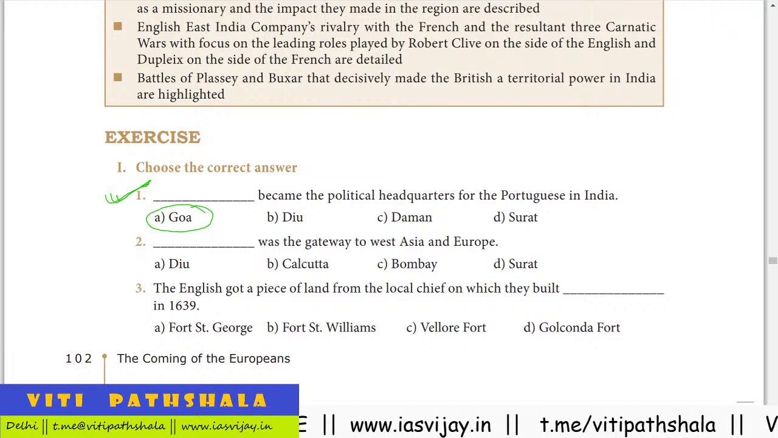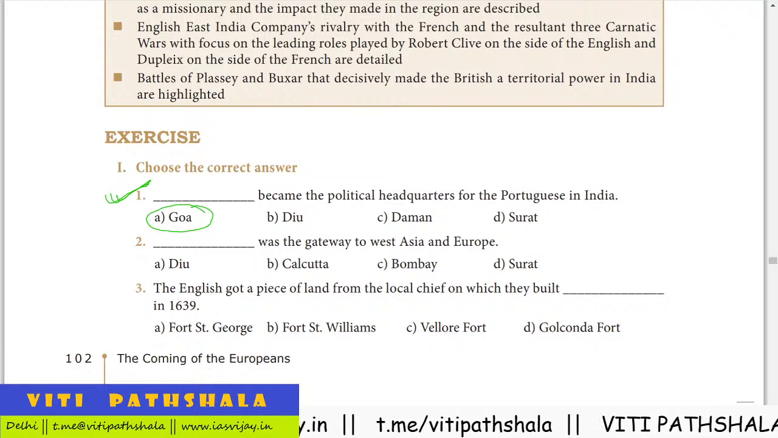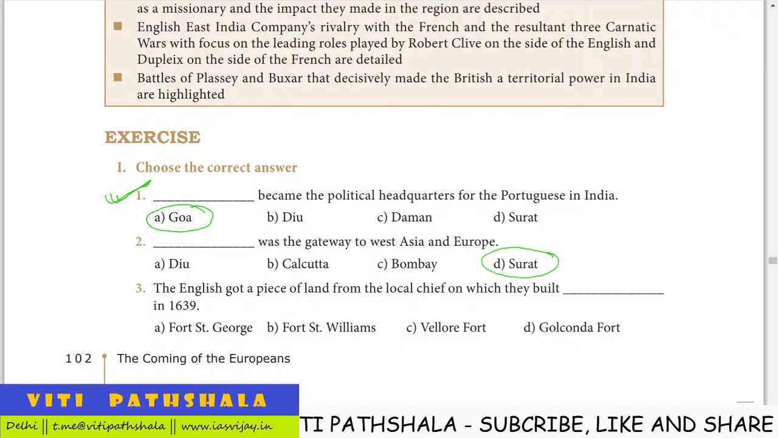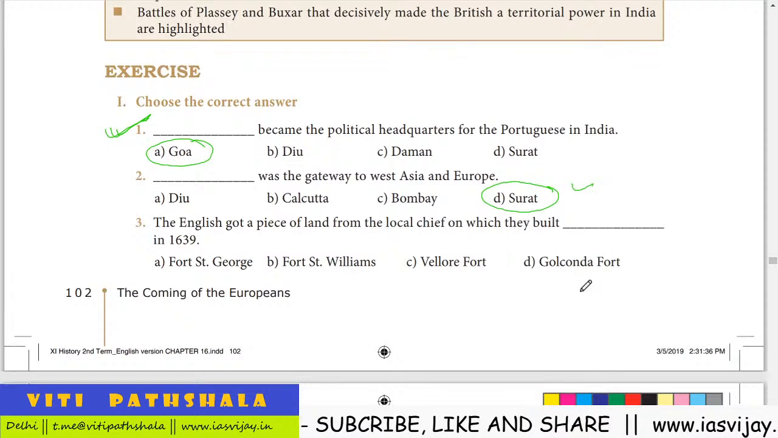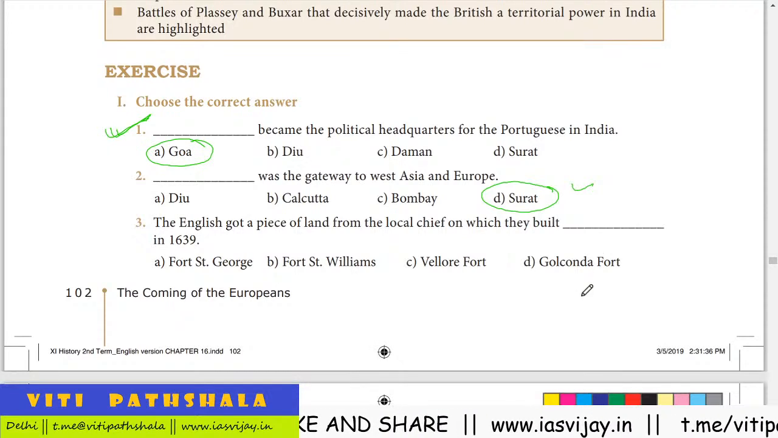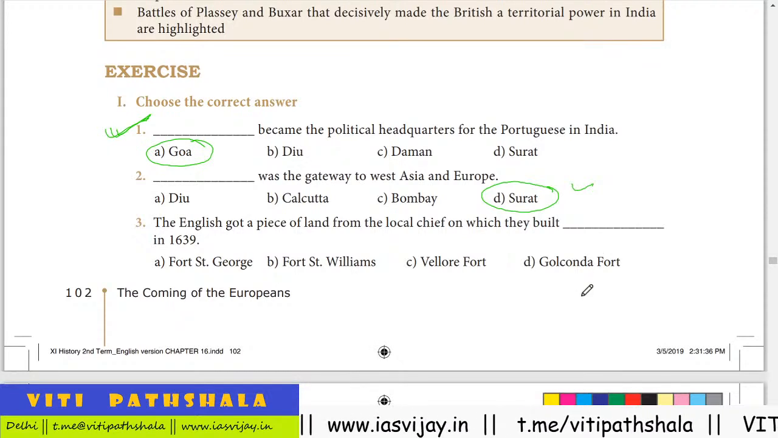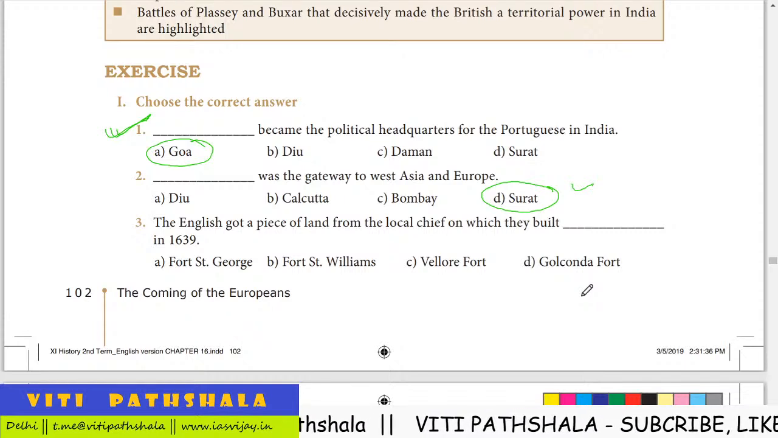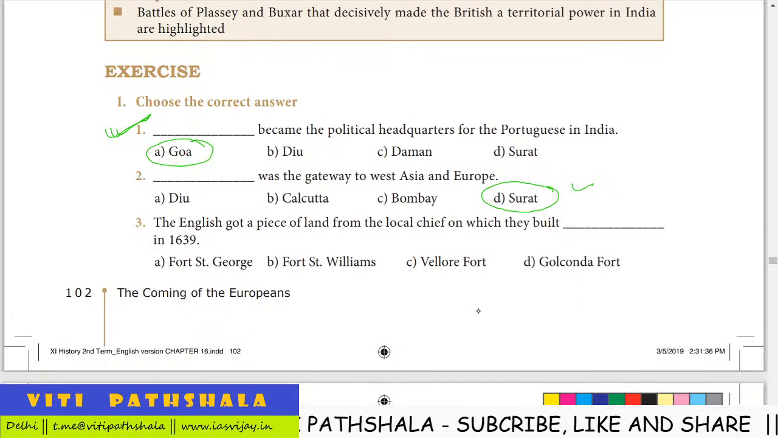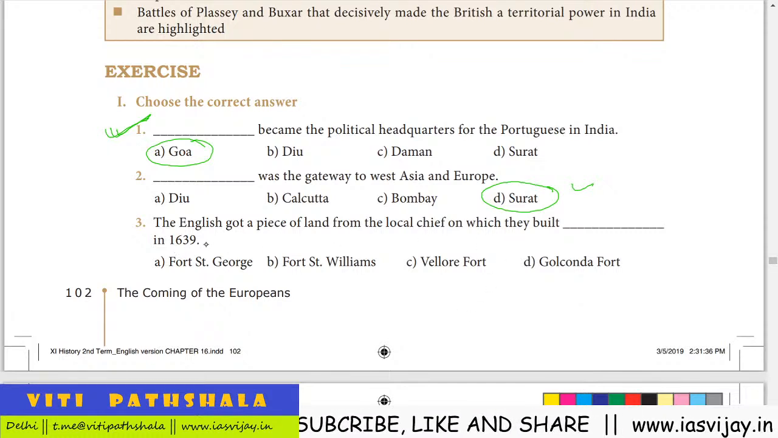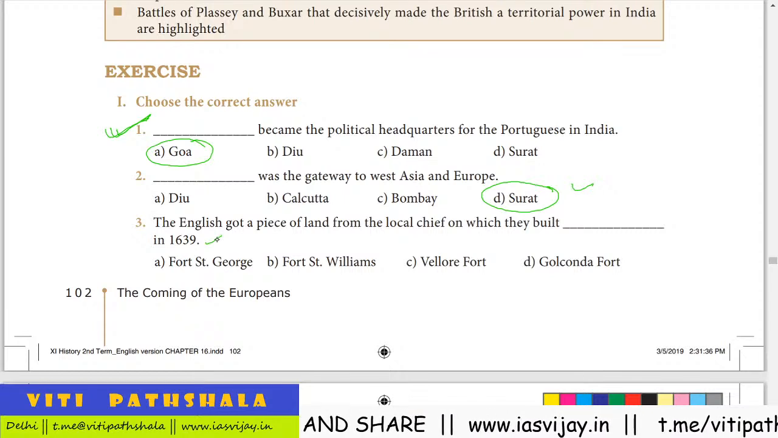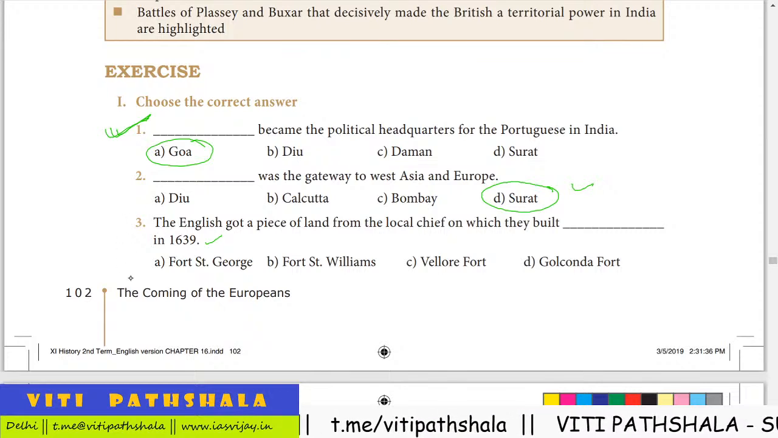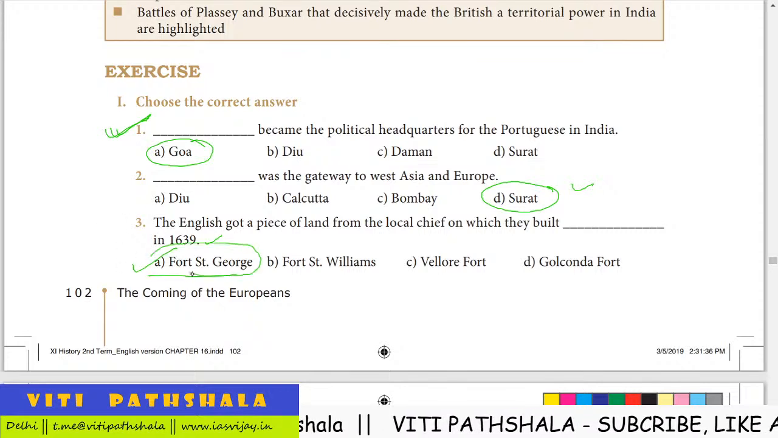Second question, dash was the gateway to West Asia and Europe. So Surat was the gateway to West Asia and Europe. Next, the English got a piece of land from the local chief on which they built, in 1639, the first fort. So it would be Fort St. George.